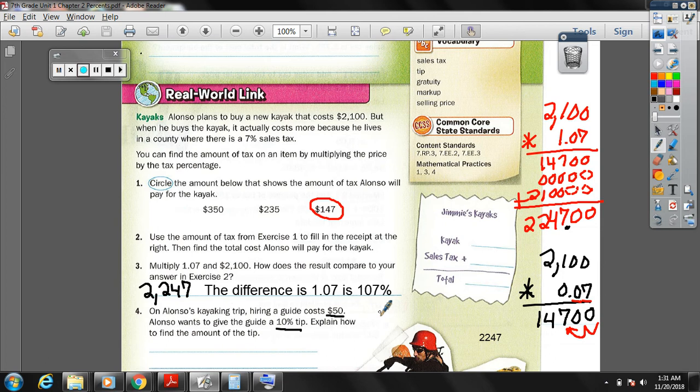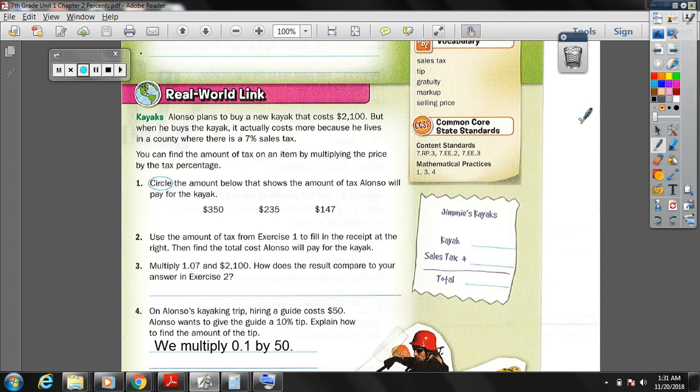Well, knowing these two values and wanting to find just the amount of the tip, what we would want to do is multiply the percent, which is also the decimal equivalent, 1/10, by 50. And doing this will help us find the amount of the tip.